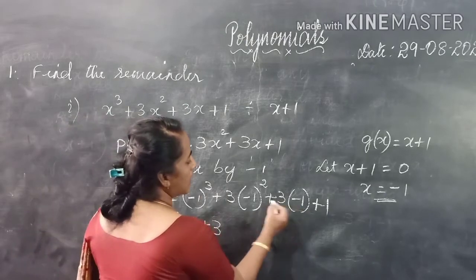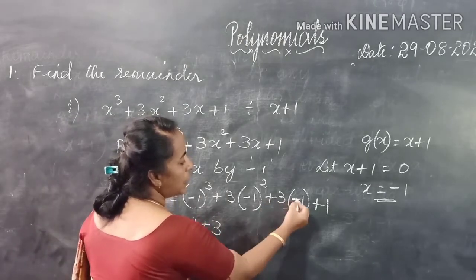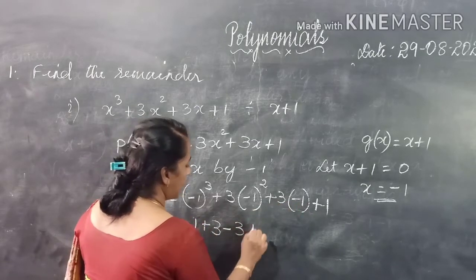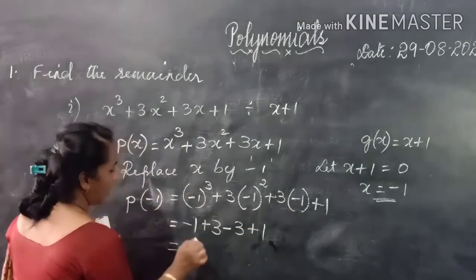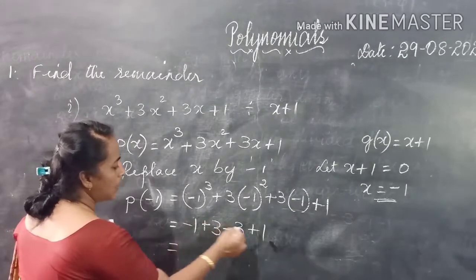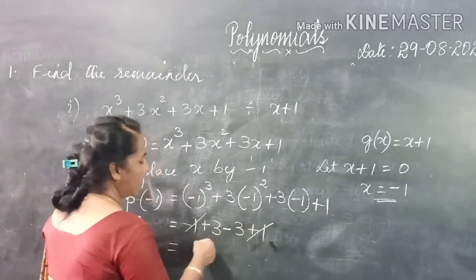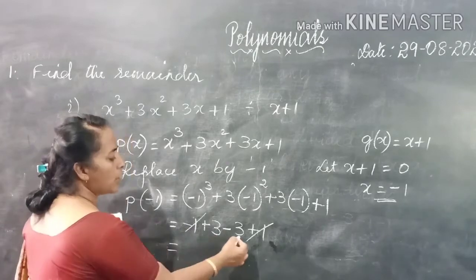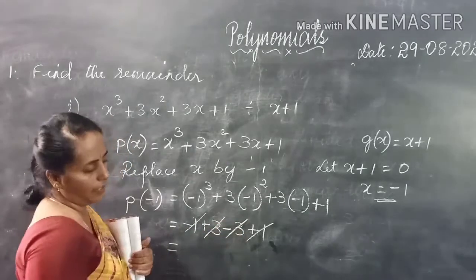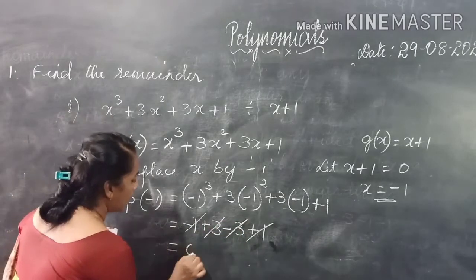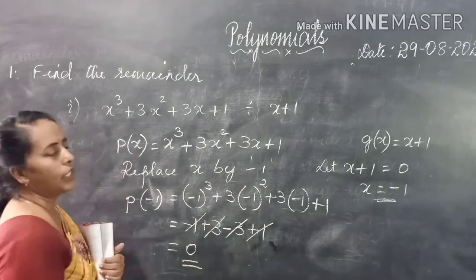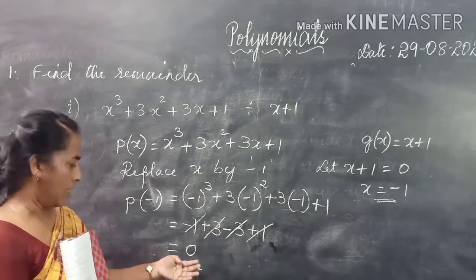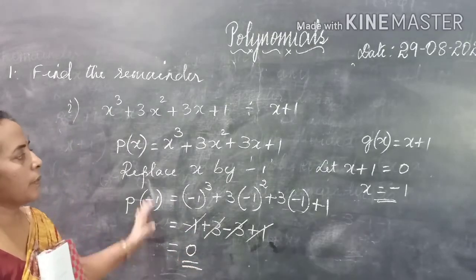Now multiply this. First multiply the sign: plus into minus is minus. 3 ones are 3, plus 1. Now simplify this. Minus 1 plus 1 cancel, because they are equal terms with opposite signs. Here also plus 3 minus 3 will be cancelled. So the answer is 0. Therefore, what is the remainder here? 0 is the remainder.